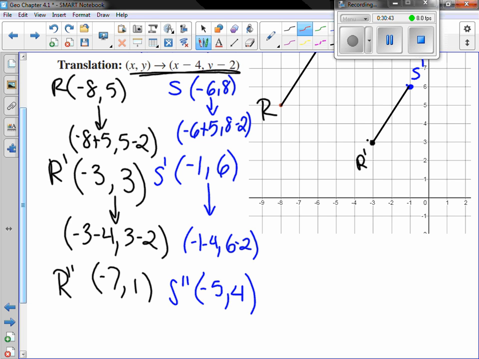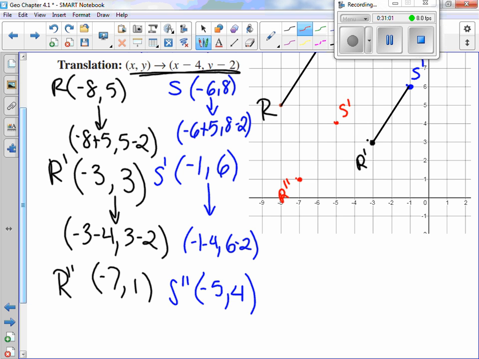Any questions on any of this here so far? Yep. So negative 7, 1 would be our R double prime. And negative 5, 4 would be our S double prime. Which gives us this here. So that's our final location.